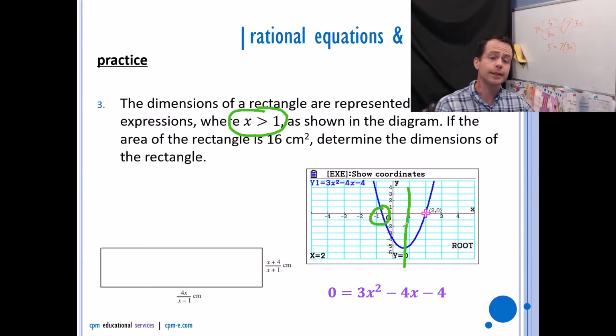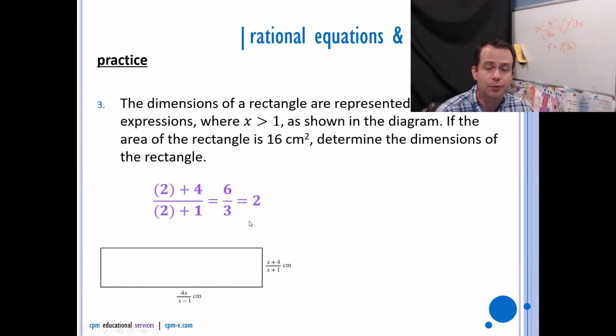Now, this is a great example of something I talked about at the beginning. X is 2. Great. That's not the answer to the question. The answer to the question is, well, what's the question? Determine the dimensions of the rectangle. So now what we have to do is put that value of 2 in for x and get the actual dimensions.